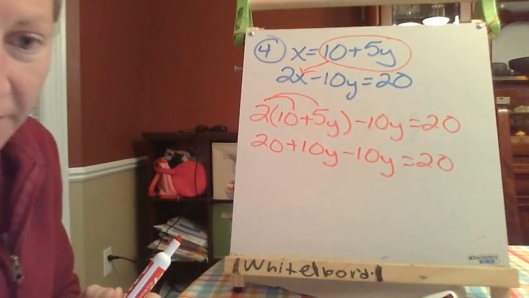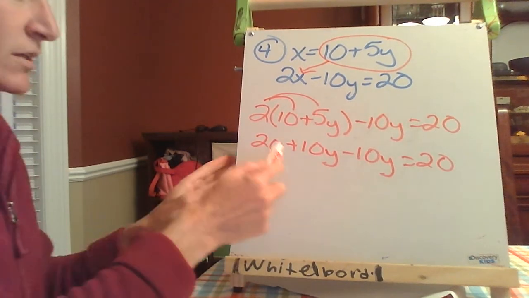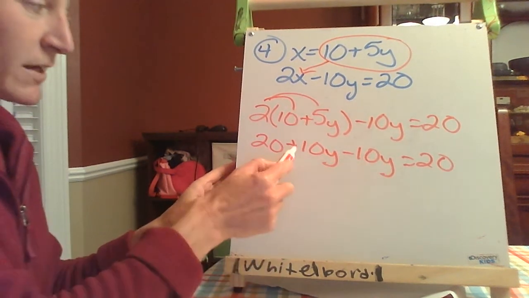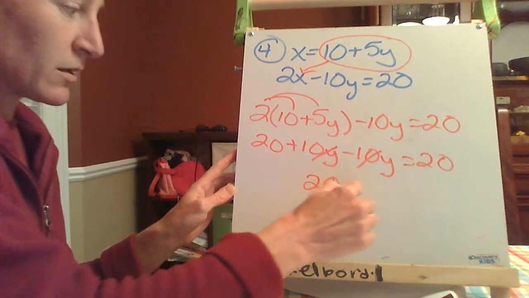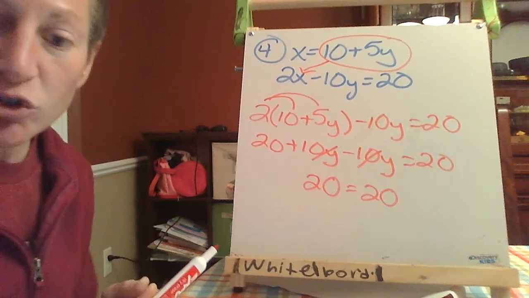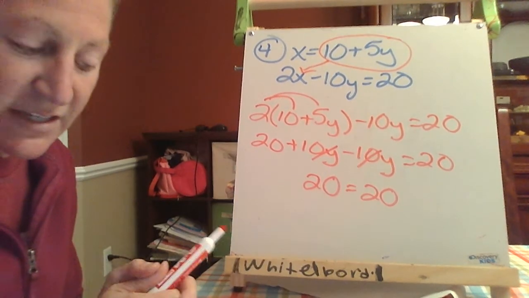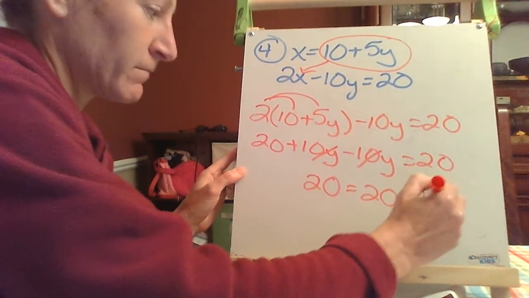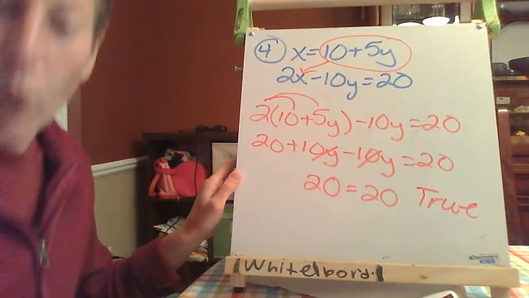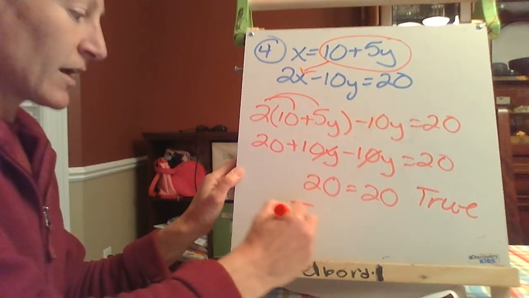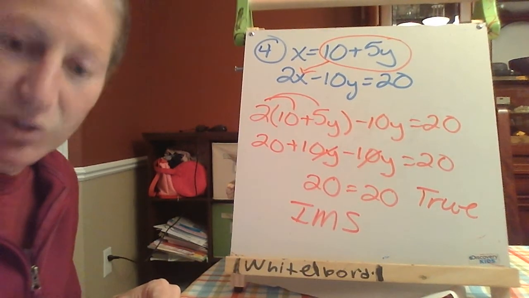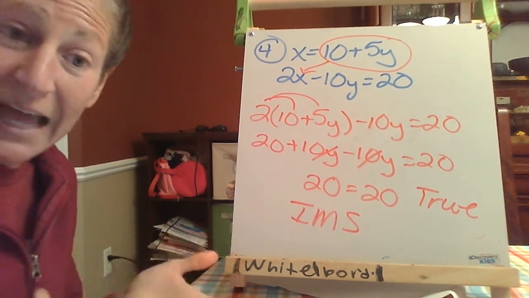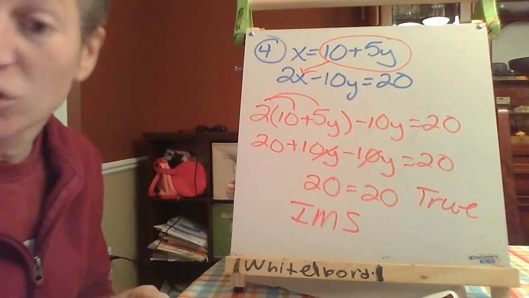Start simplifying. So now what do? 10y and 10y, plus 10y minus 10y cancel. So I'm left with 20 equals 20. Well, that is true. 20 does equal 20. So what do I call that? IMS. Infinitely many solutions. This would be one line. These are the exact same lines, just written differently.